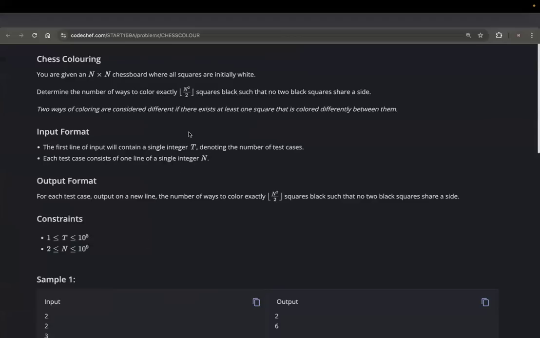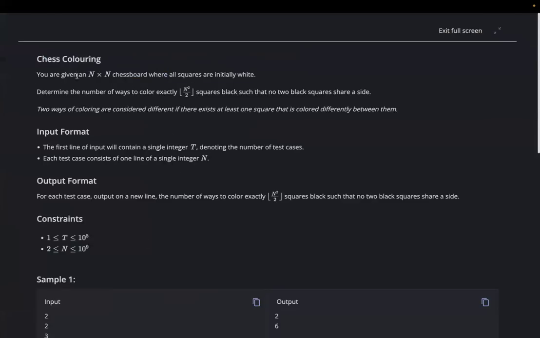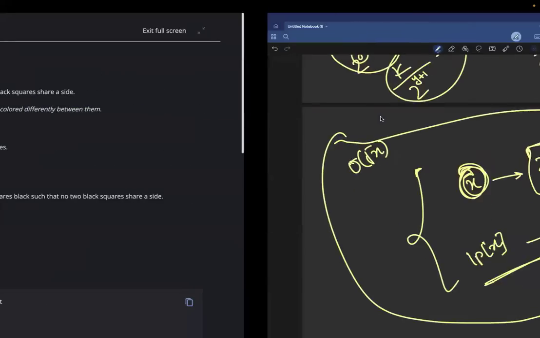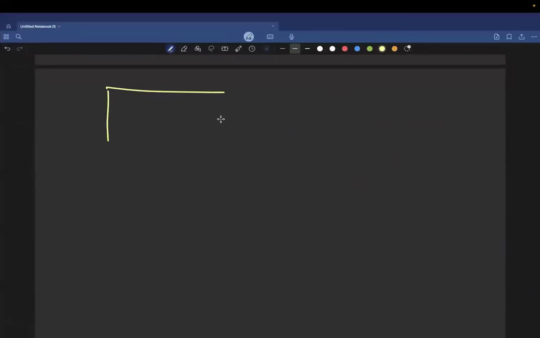So the next problem is chess coloring. In this problem, we have a chessboard of n by n size, and we have to determine the number of ways to color exactly n square by 2 squares black, such that no two black squares share a side. Two ways of coloring are considered different if there exists at least one square that is colored differently between them.